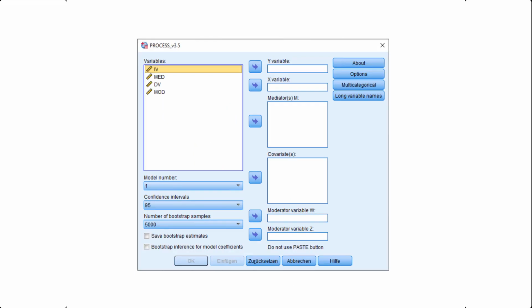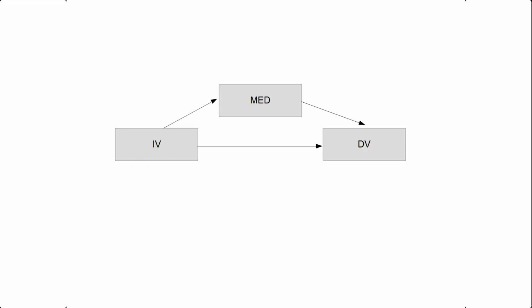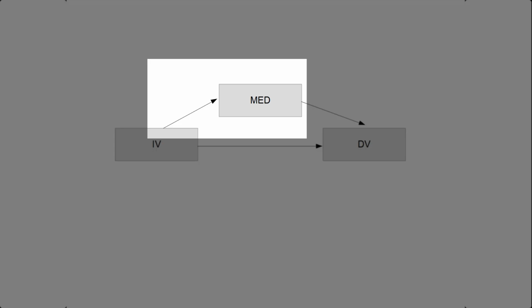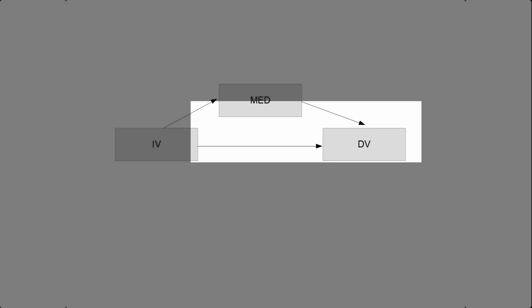If you use PROCESS for SPSS with the PROCESS menu, you simply put your covariates into this box. Then those covariates go into all parts of your model. That is, in the case of a mediation analysis, those covariates would go into the model predicting the mediator, and the same covariates would go into the model predicting the dependent variable.